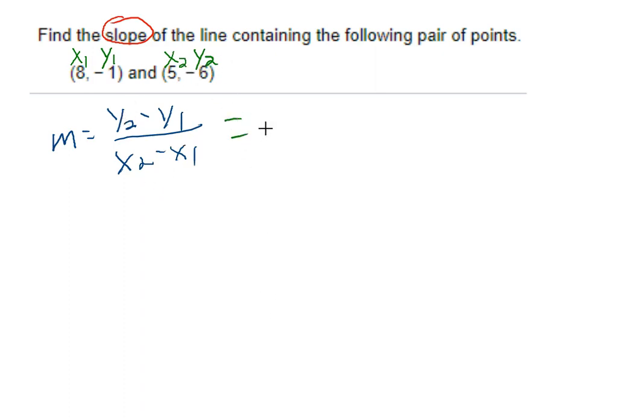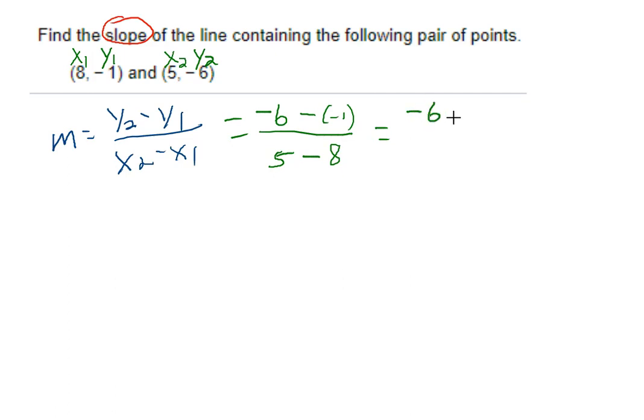So y2 is negative 6 minus, because there's a minus sign in the formula. I didn't write it very well, but that's a minus sign. And then y1 is negative 1. So I use parentheses because I have the double negative there. I want to make sure I handle that the right way. And then x2 is 5 minus, from the formula, x1, which is 8.